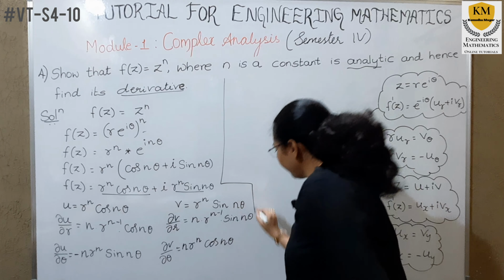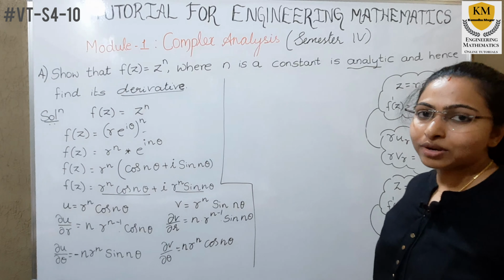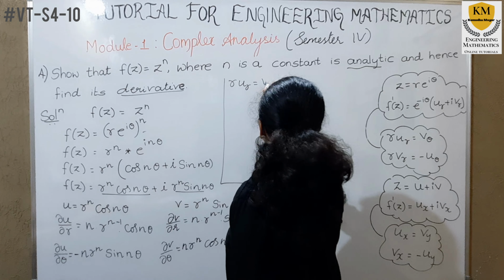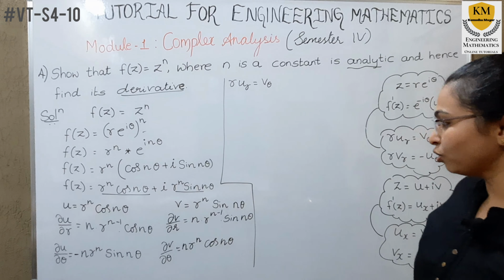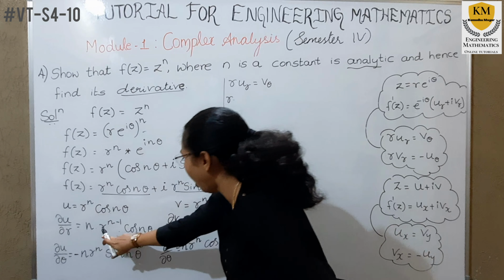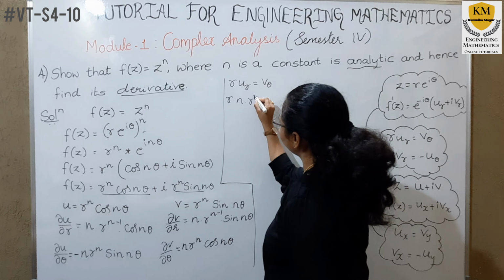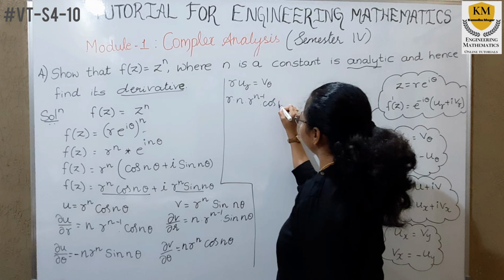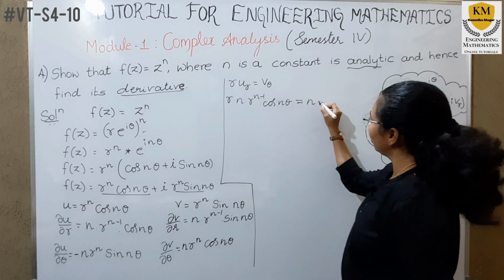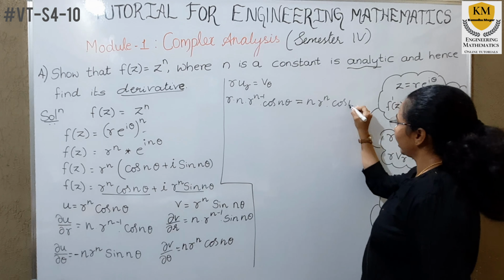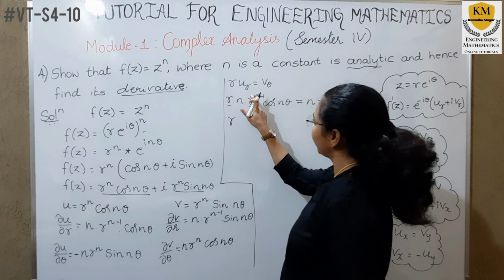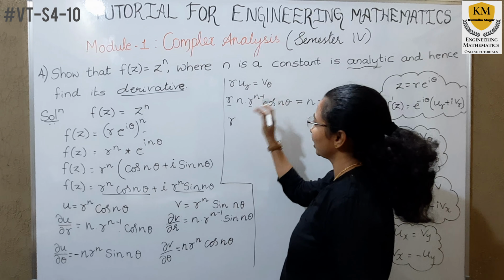So further, let me consider the CR equation. What is the CR equation in the polar form? It says r into u r is equal to v theta. Let us see whether it holds true for this or not. What is r? r is a constant, I will just write it as it is. u r is nothing but n into r to the power of n minus 1 into cos n theta. Fine. What does v theta stand for here? v theta is nothing but n into r to the power of n into cos n theta. If the bases are same, then add the powers. So this can be r to the power of 1 plus n minus 1, 1 and minus 1 get cancelled.